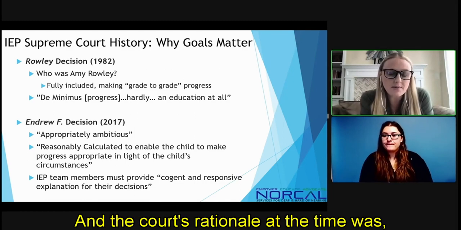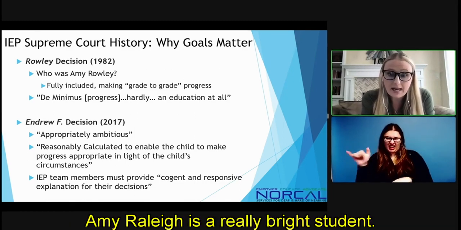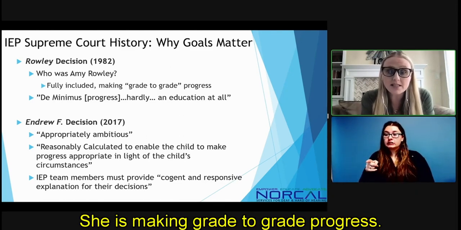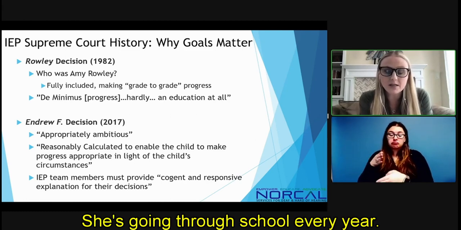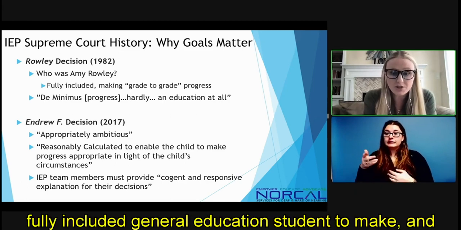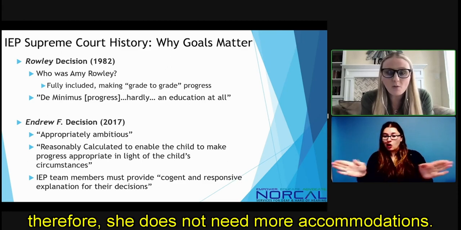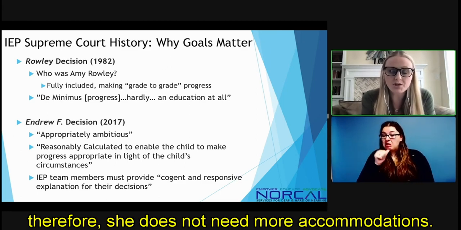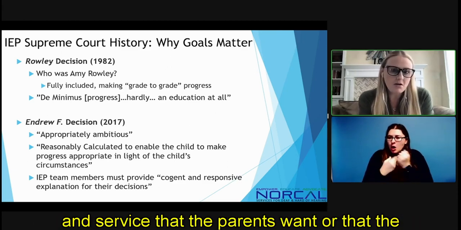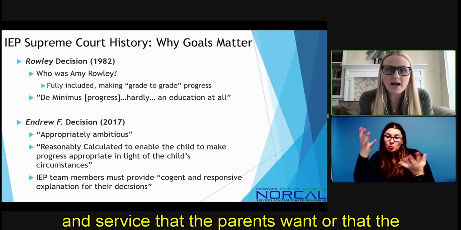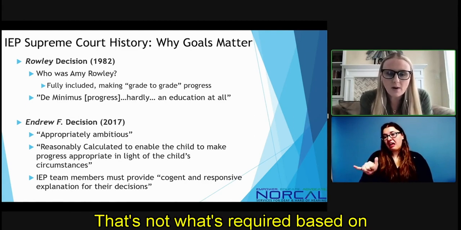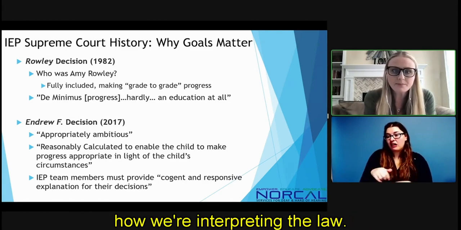And the court's rationale at the time was Amy Rowley is a really bright student. She is making grade to grade progress. She's going through school every year. She's making the marks that we expect a fully included general education student to make. And therefore, she does not need more accommodations. We're not expected to give her every single support and service that the parents want or that the student asks for just because they have a disability. That's not what's required based on how we're interpreting the law.